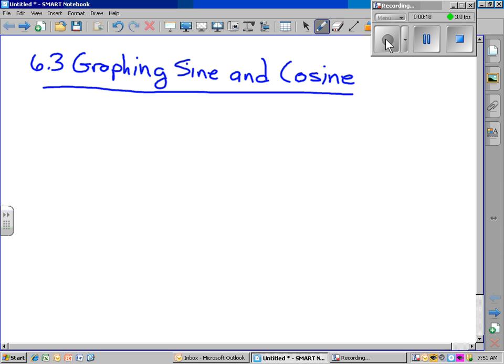All right. We're going to graph sine and cosine. Now we're going to do this on increments of 45, but I'd like to show this in radians.